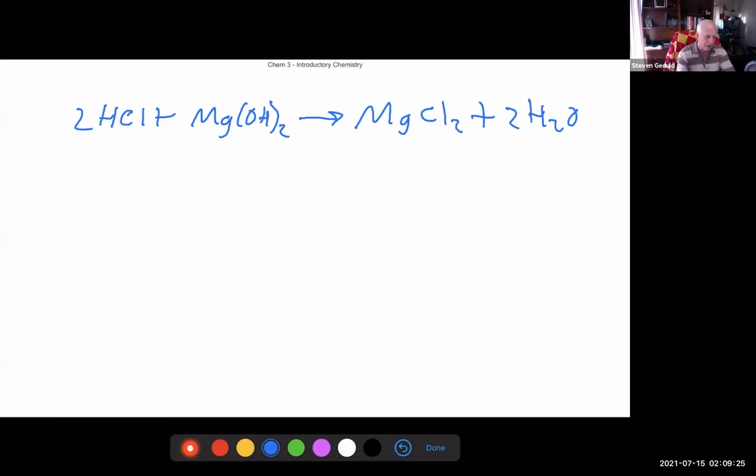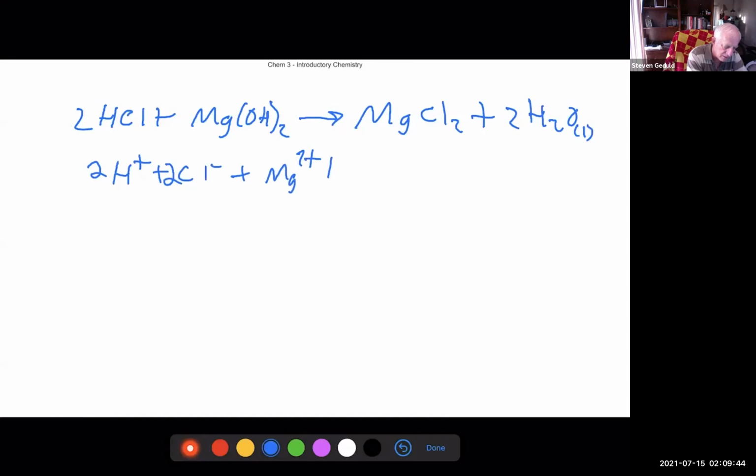Remember, water is a liquid. So all the others are aqueous, and this is a liquid. So we have our total ionic equation, which is two H plus plus two Cl minus, goes to one Mg2 plus plus two OH minuses. So we broke apart the left side. And then we have Mg2 plus plus two Cl minuses plus two H2Os.